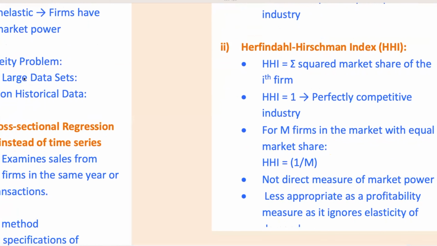Herfindahl-Hirschman Index, HHI, measures market concentration by summing the squares of market shares of the largest firms. A higher HHI indicates greater market power. In the wireless telecom industry, a high HHI reflects the dominance of a few major carriers, indicating potential market power and reduced competition.